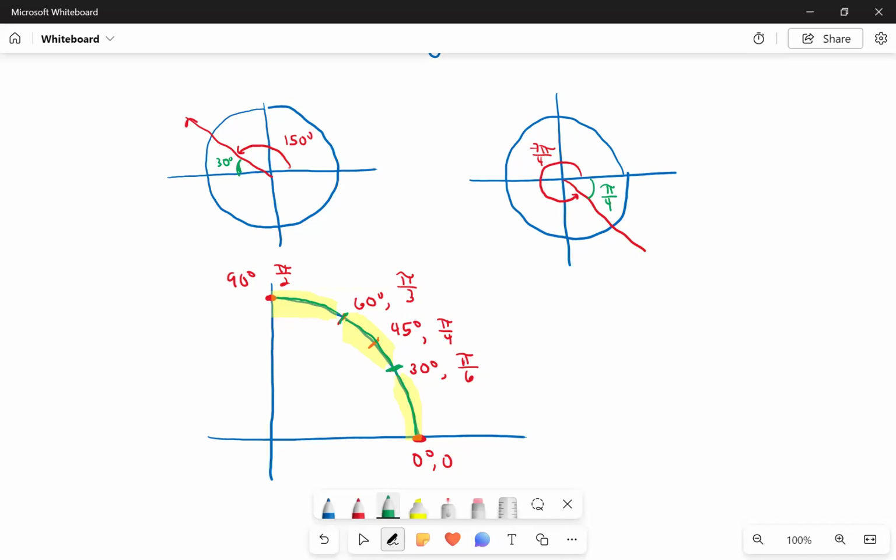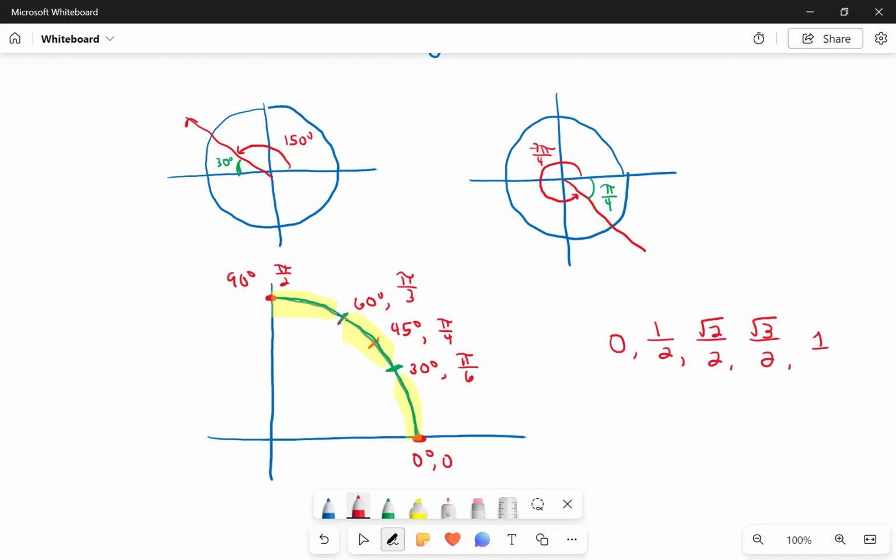The other piece I memorize are the values that sine and cosine take on for the unit circle. It's one of 5 values. It's either going to be 0, 1/2, radical 2 over 2, radical 3 over 2, or 1.